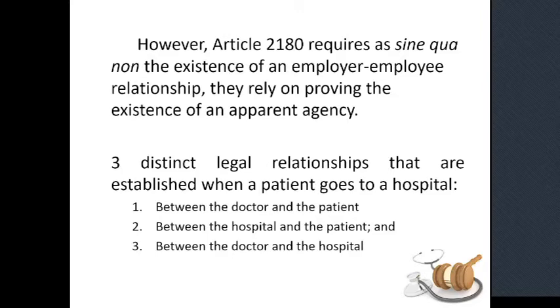So as I mentioned earlier, there are three distinct legal relationships that are established when a patient goes to a hospital. So between the doctor and the patient, between the hospital and the patient, and between the doctor and the hospital. And these relationships are separate from each other. Therefore, they have different forms of liability.